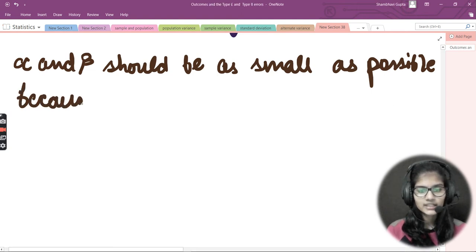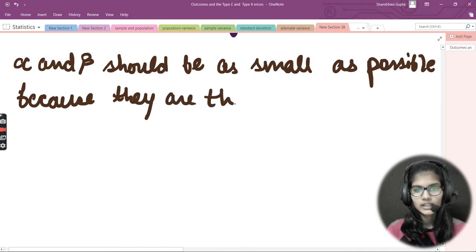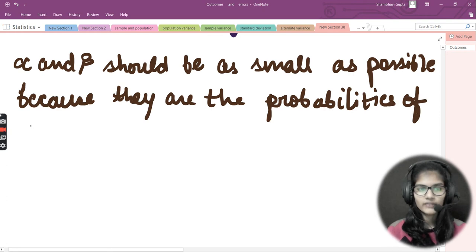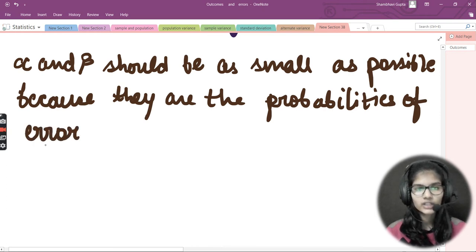So in that case I'll be writing, because they are the probabilities of error. So basically these are the probabilities of error, so they should be as small as possible.